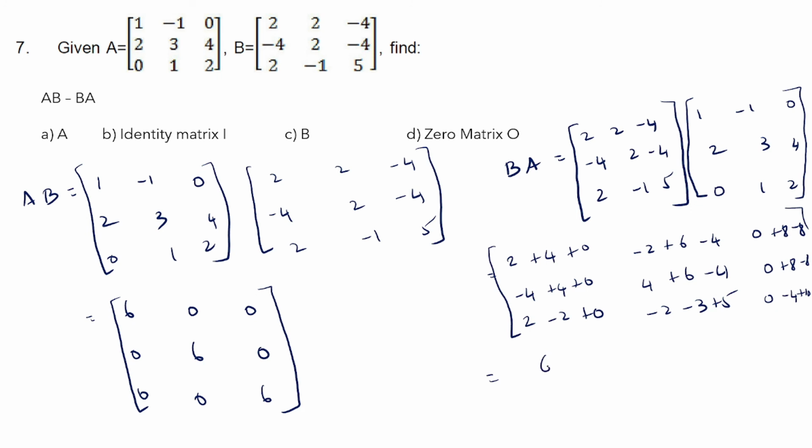So this is again equal to 6 0 0, 0 6 0, 0 0 6. So AB minus BA will be a 0 matrix. AB and BA are equal. So when we subtract AB minus BA, we get 6 minus 6 = 0, then 0 minus 0 = 0, 0 minus 0 = 0. Then here again the second row also 0 minus 0 = 0, 6 minus 6 = 0, 0 minus 0 = 0, and so on. So the correct answer is option B.